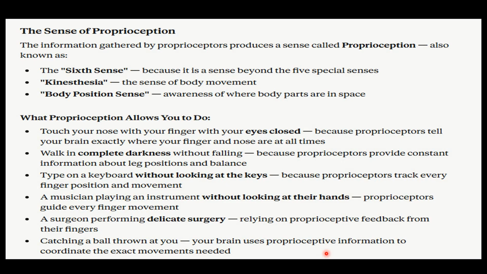This is the sixth sense because it is a sense beyond the 5 special senses. I'm sure you know about the other 5 special senses, because we also recalled them in one of the questions. So other than those 5 senses, this is the sixth sense, which is also known as kinesthesia: the sense of body movement, body position, awareness of where body parts are in space.